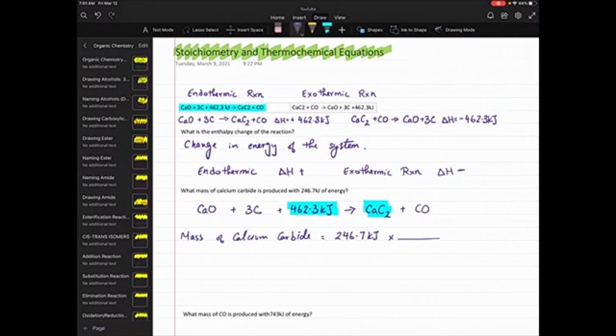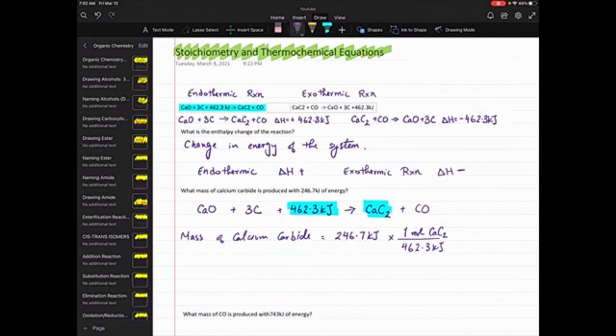For the conversion factor, we want to cross out the energy, so the amount of energy will be at the bottom, 462.3 kilojoules, and we want to convert into information about calcium carbide, so calcium carbide will be on top, 1 mole of calcium carbide.